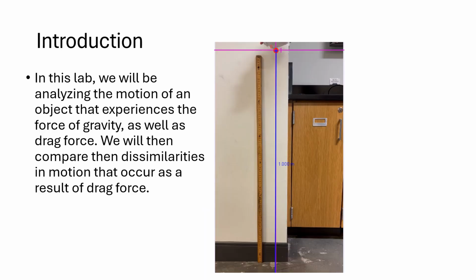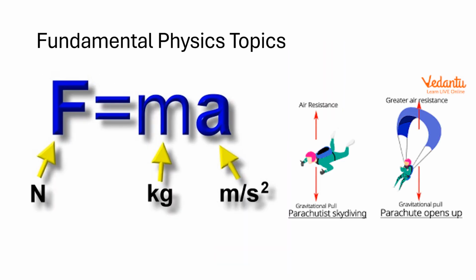In this lab, we will be analyzing the motion of an object which experiences the force of gravity as well as drag force. In this case, it's a piece of crumpled paper. We will then compare the dissimilarities in motion that occur as a result of the drag force and see how it affects the final motions of the object. Physics topics seen are Newton's second law and the idea of air resistance.